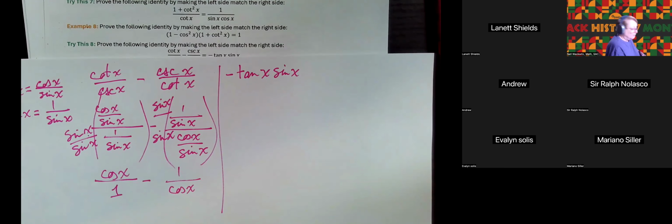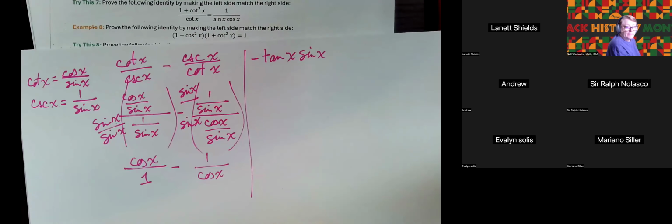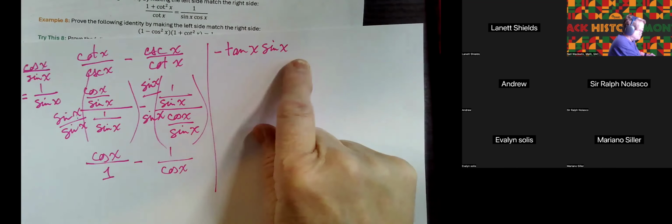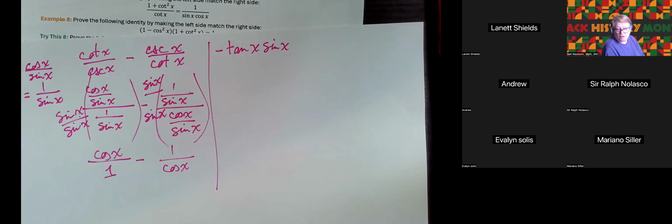So this is actually quite a big improvement. We started with 2 trig functions, and now we have only 1. What could we do at this stage to move forward? Because we know we want to end up with tangent, which is sine over cosine, and a sine. And we only have cosines. You lost me here. I have no idea.